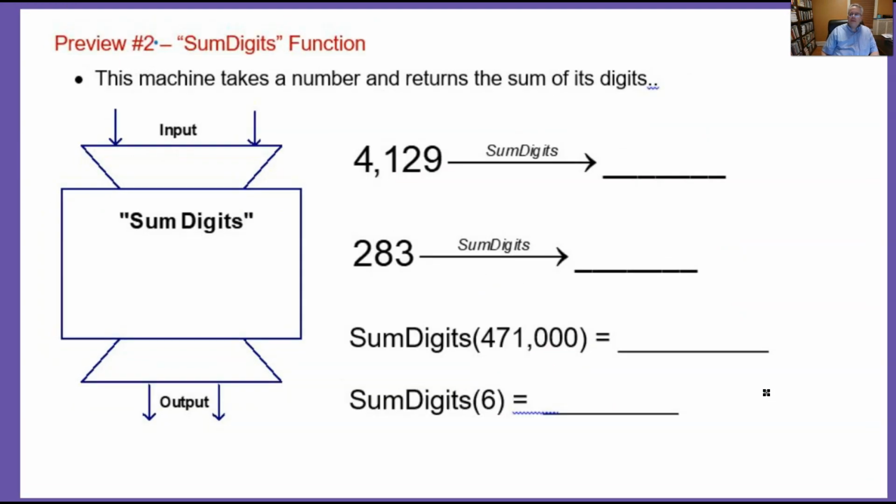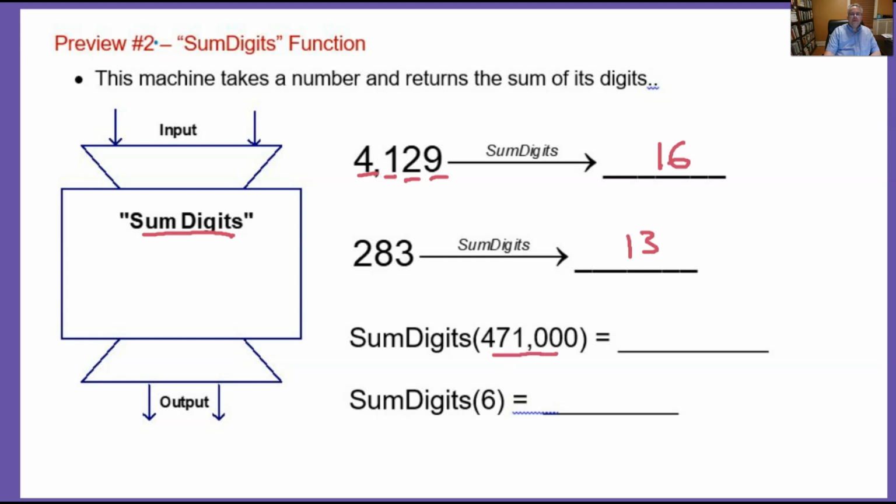Number machines, or these machines, are really examples of functions. A function is something that takes an input, does something to it, and gives us an output. So this one, the input is a number again, and what we're going to do is add up the digits in the number, and that's the output. So when the input is 4,129, we're going to add up the digits. 4 plus 1 is 5, plus 2 is 7, plus 9 is 16. When the input is 283, and we put that into sum of digits, we get 13.